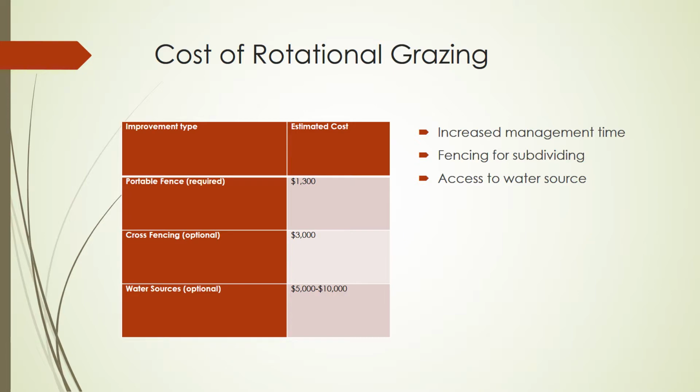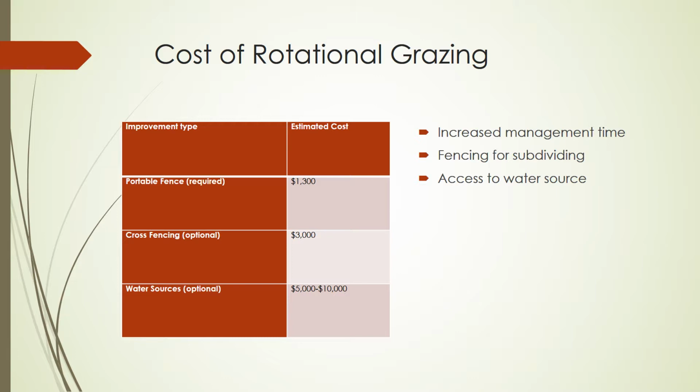In cross fencing, which is optional, you put a 2-wire permanent fence on quarter-mile sections through your pasture. This is a more expensive option, but allows cattle to be easily moved with the portable fence and costs $3,000. And the cattle also need to have access to a water source in each one of the paddocks.